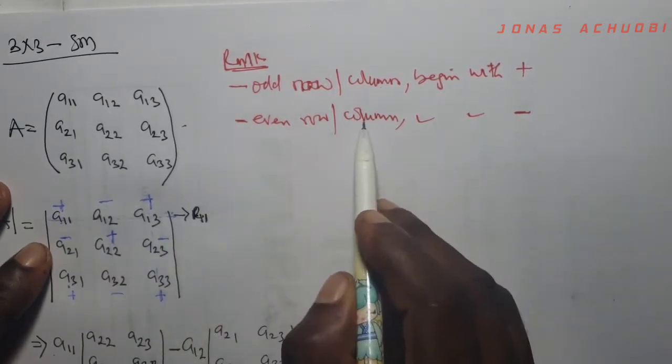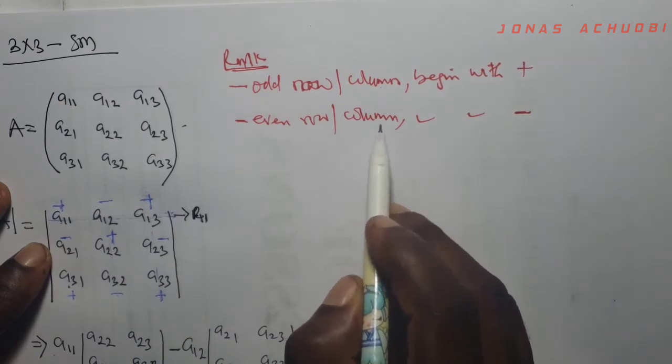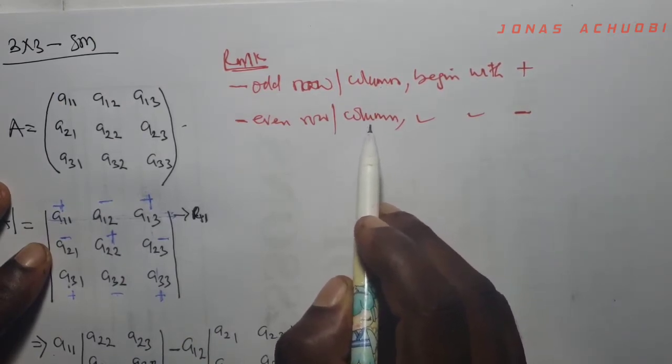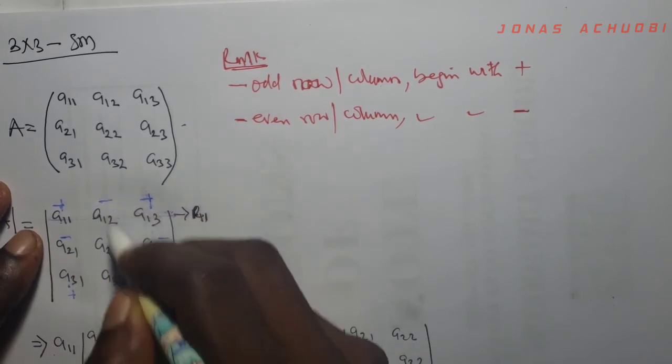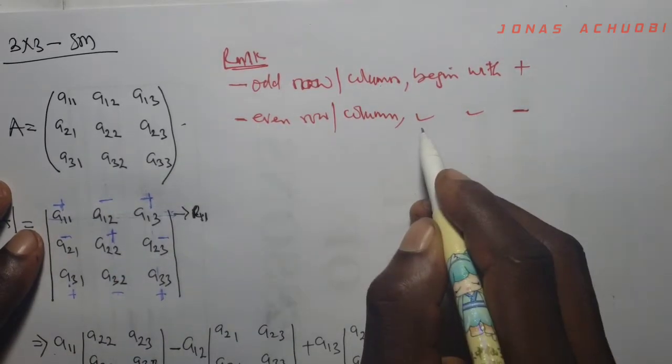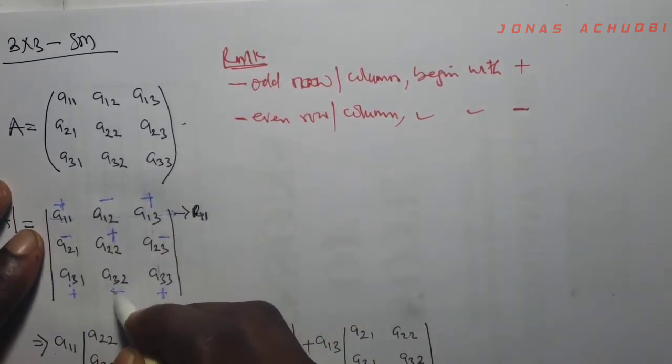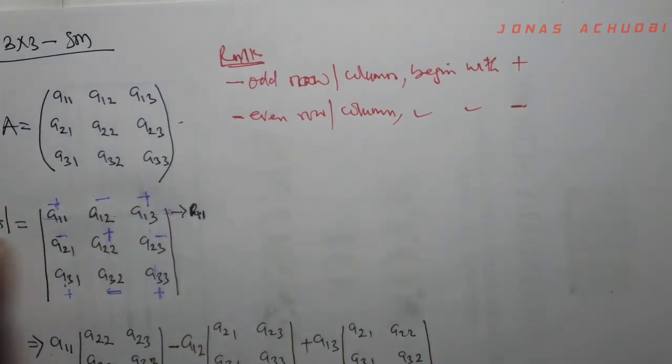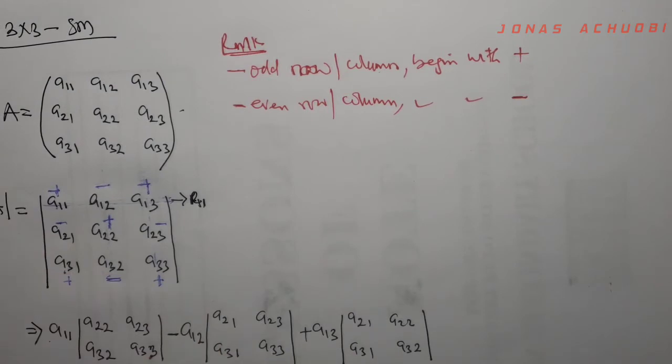Same thing happens to the columns. If you're expanding through an even column, you begin with a minus sign. Column 2 is an even column, so you begin with a minus sign. So that will be minus, plus, and minus. That's how we fix the signs on your determinant. So with this, you're comfortable. You can expand using any row or column of your choice. You know how to fix the signs now, I believe.